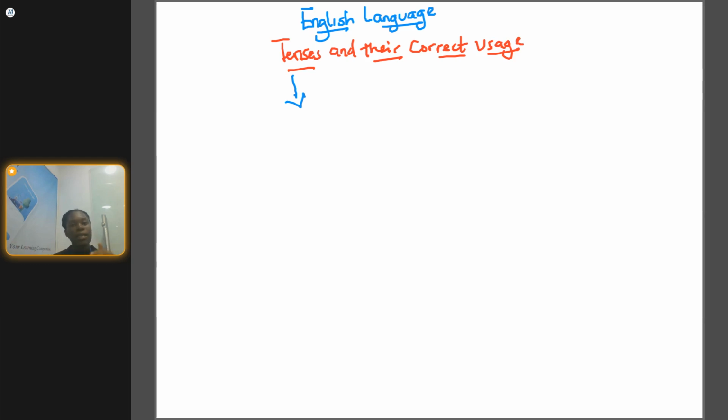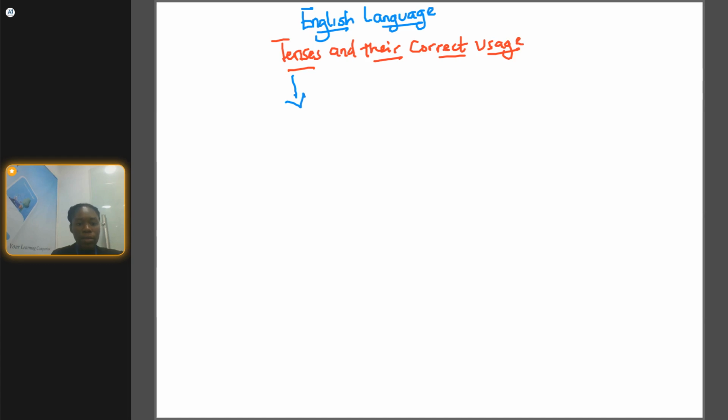When you hear the word tense, tense is the singular form, while tenses is the plural form. So when I say tense tells us when something happens, that's talking about the singular form of it. But when I say tenses tell us when something happens, I'm talking in the plural aspect. So both of them, I can use interchangeably. When we talk about tense or tenses, we're talking about when something happens.